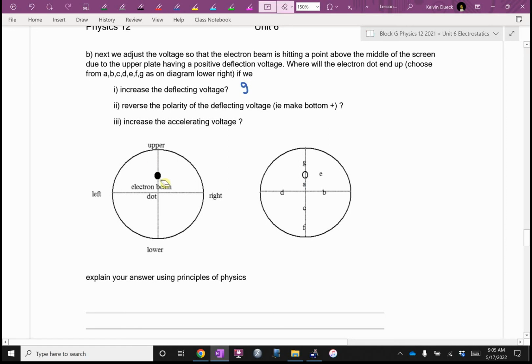Okay. What if I put it back to here, but now I reverse the polarity of the deflecting voltage? So now the bottom is positive, top is negative, but same magnitudes. See? Ooh. What if I increase the accelerating voltage? What if I have it leave the electron gun faster? If it's traveling faster, will it be between the plates longer or shorter? Will it get deflected more or less? So?